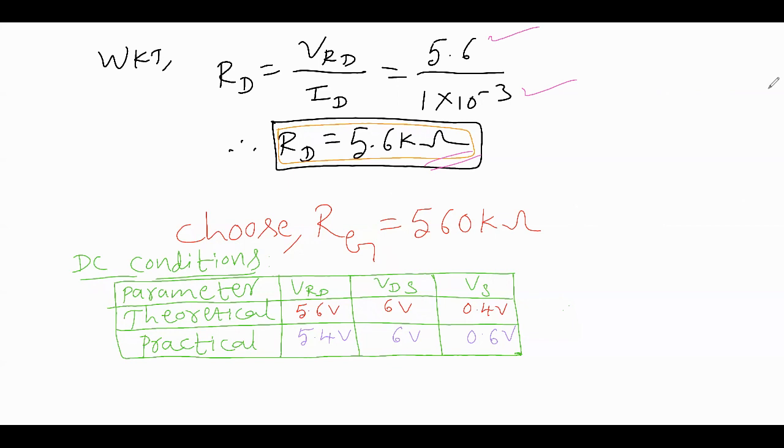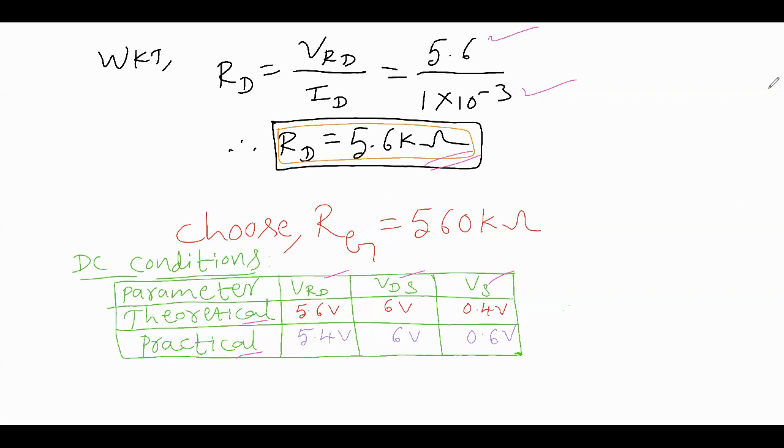Right. Now, let us see the DC conditions of the amplifier. The table has parameters, theoretical and practical. The parameters which we are verifying for the DC conditions are VRD, VDS, and VS. VRD is the voltage across RD, VDS is the voltage between the drain and source terminals of the FET, and VS is the source voltage. We have to find the theoretical and practical values for VRD, VDS, and VS.